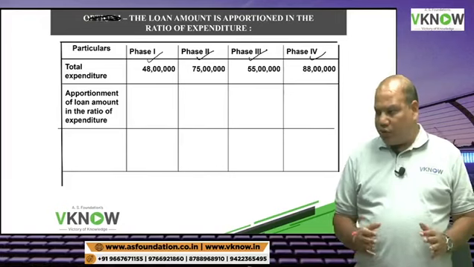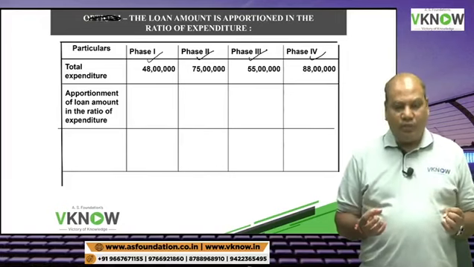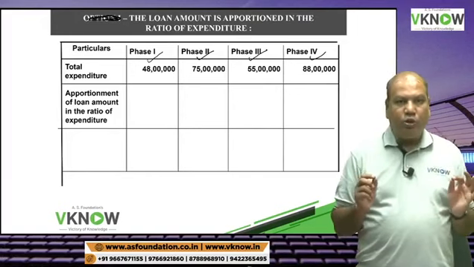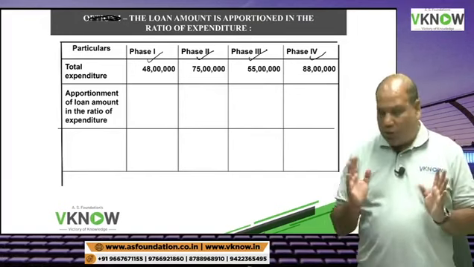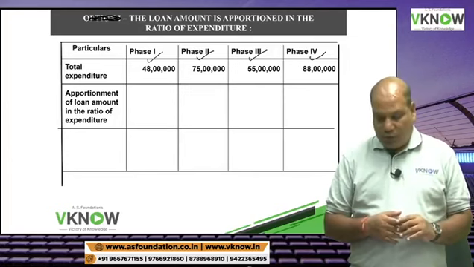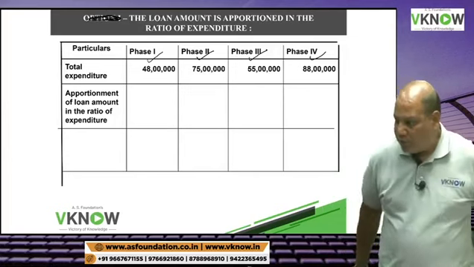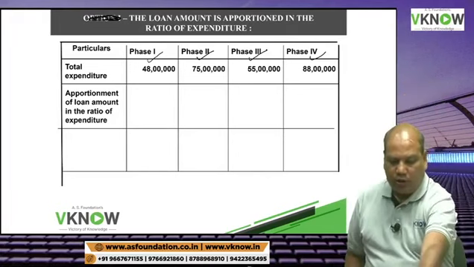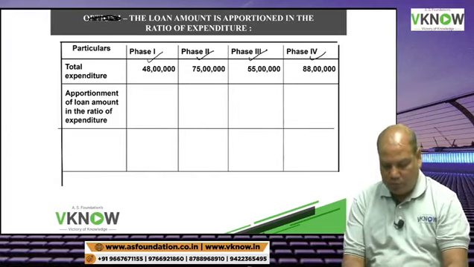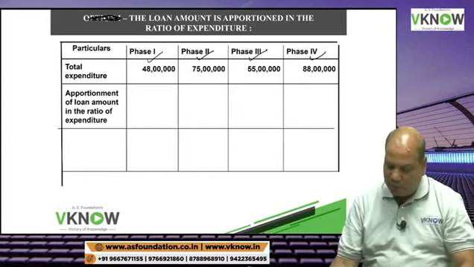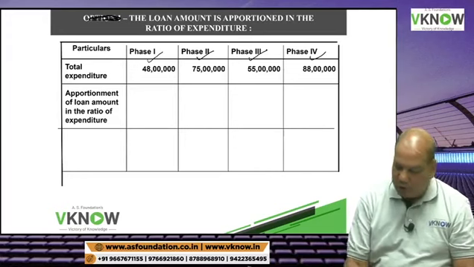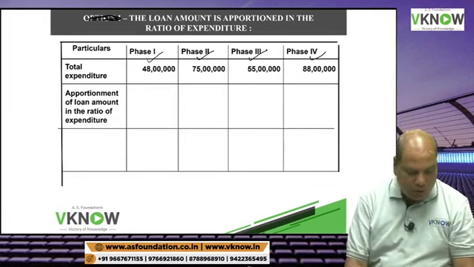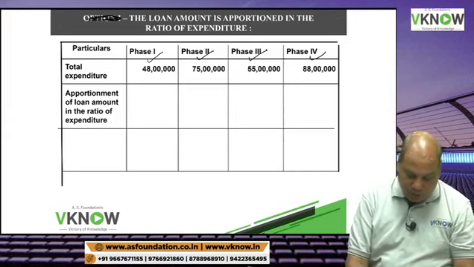So this time it is your chance. Take your calculator and apportion 2 crore 40 lakh in this ratio. Let me see who will give me the answer first. 2 crore 40 lakh you will apportion in the ratio of 48 is to 75 is to 55 is to 88. Only when you give me the answer can I proceed further.